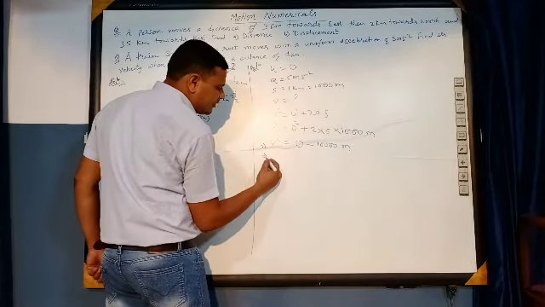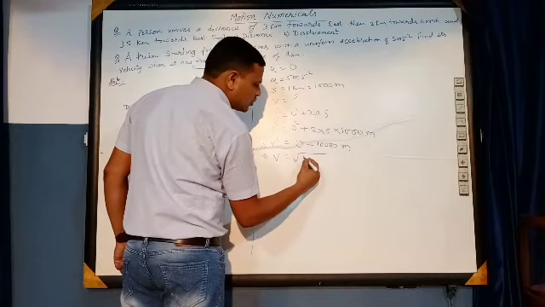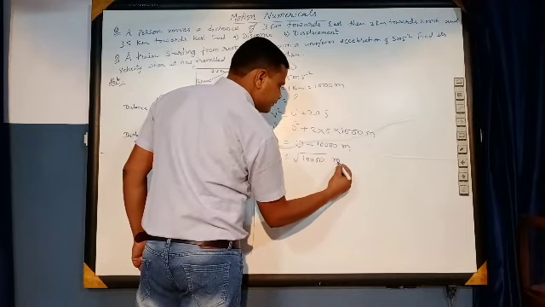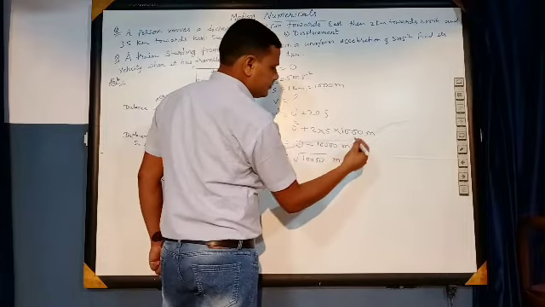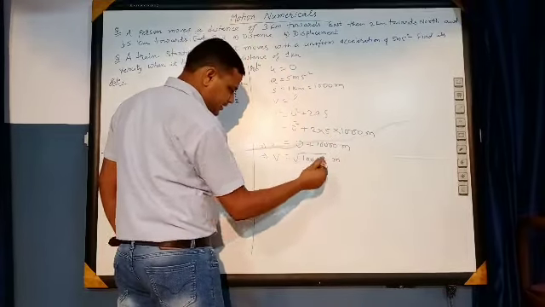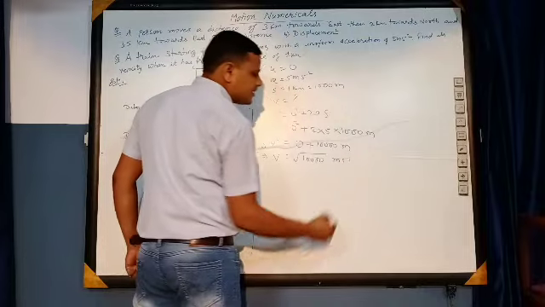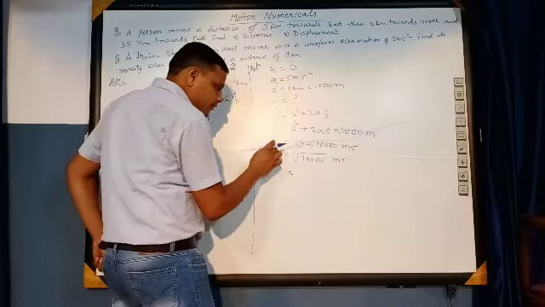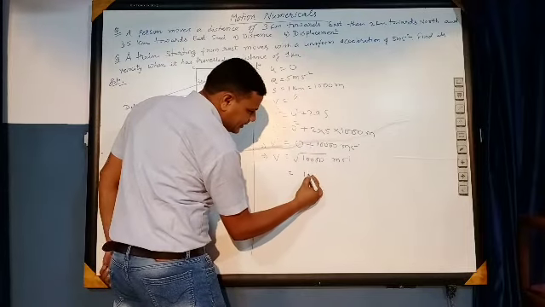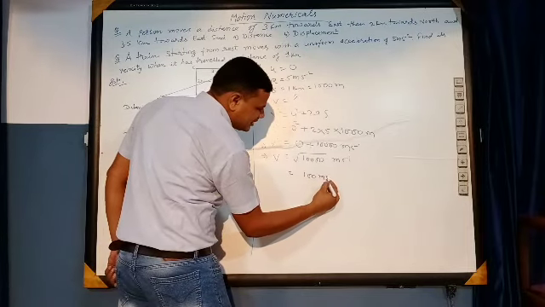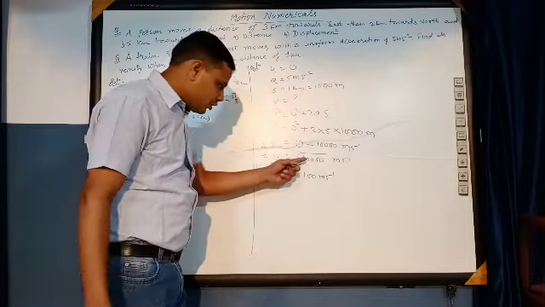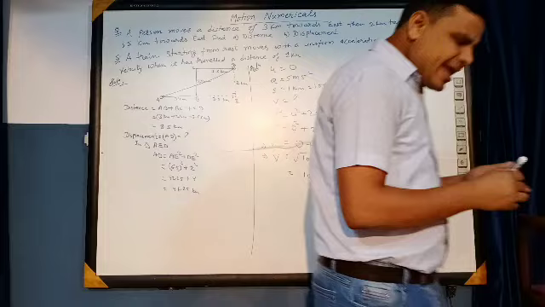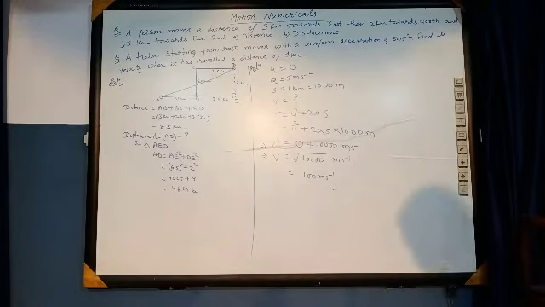Now we have to calculate v. V will be under root 10,000 meter per second. Now v will be 100 meter per second. Root of 10,000 will be 100 meter per second. Copy it down.